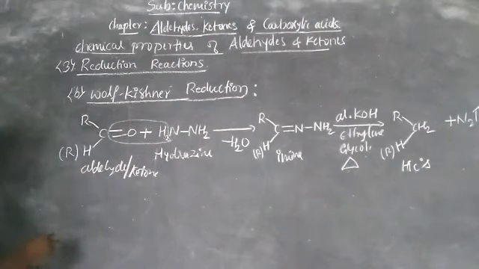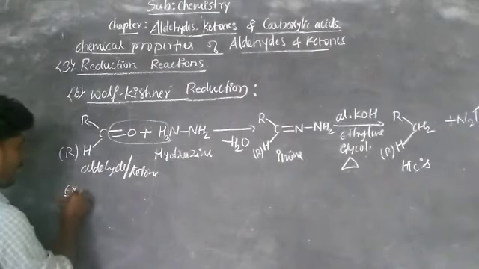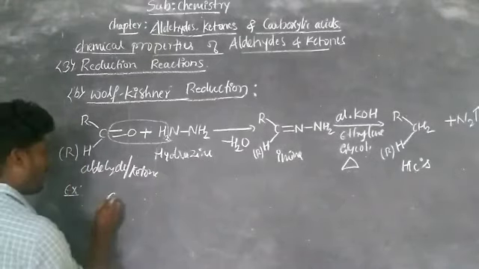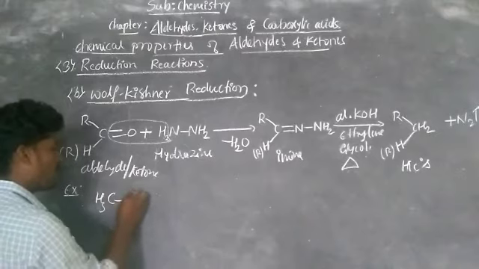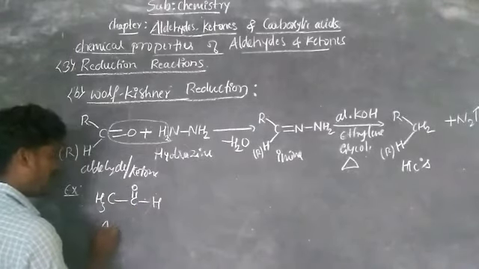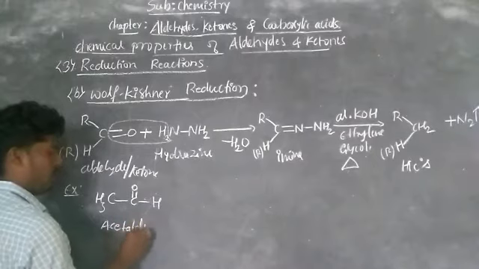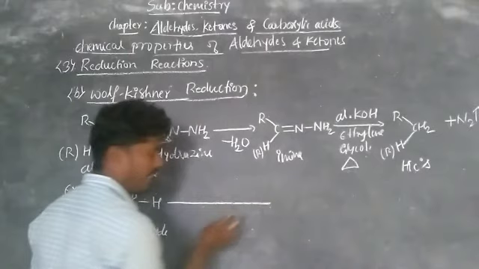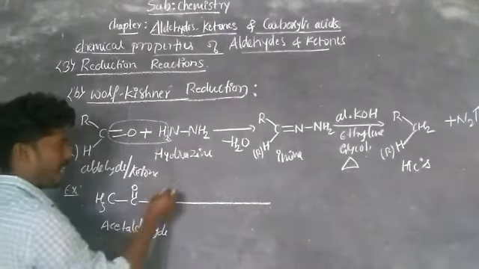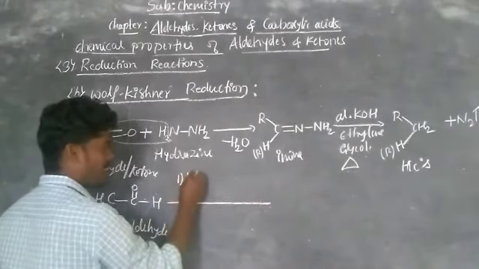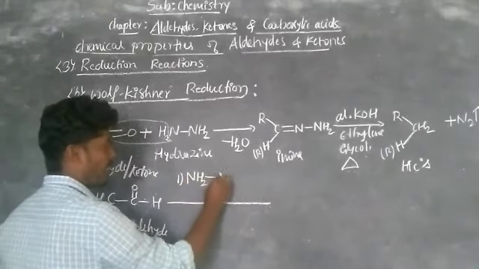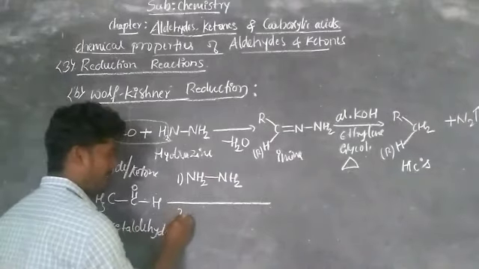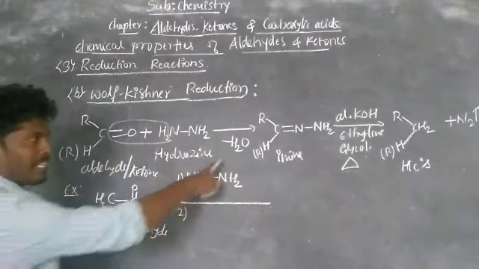Now observe the Wolff-Kishner reduction. The example: for aldehyde take CH3-C double bond O-H. What is the name? Acetaldehyde. This acetaldehyde is treated with, see, in a single step I am writing, this is hydrazine, right? That is NH2-NH2. This is the first step, right? Hydrazine. Then in the second step, on treating with the hydrazine, water is eliminated, right?